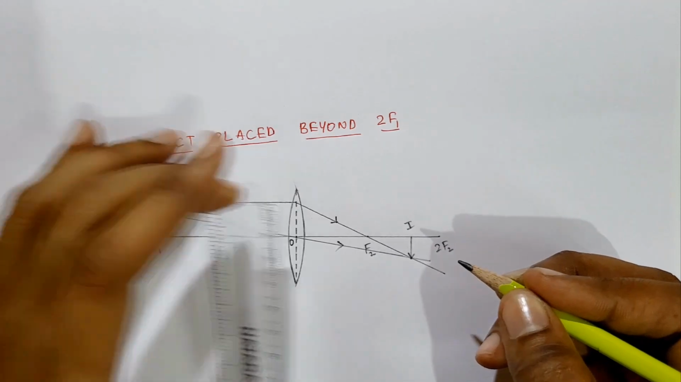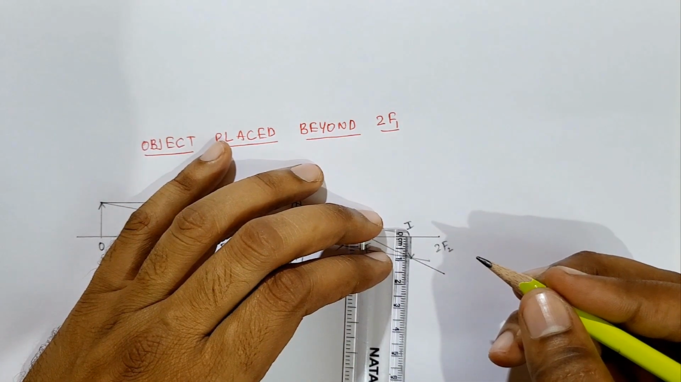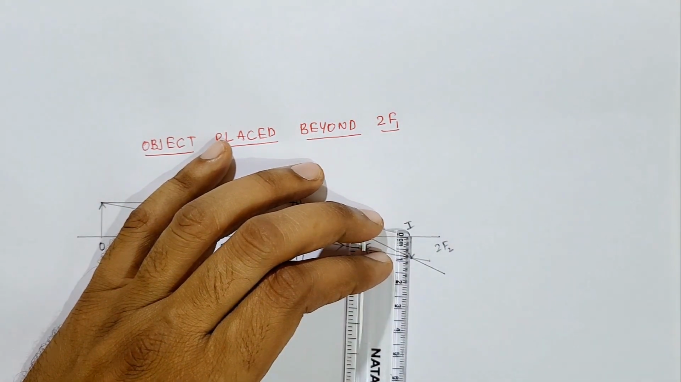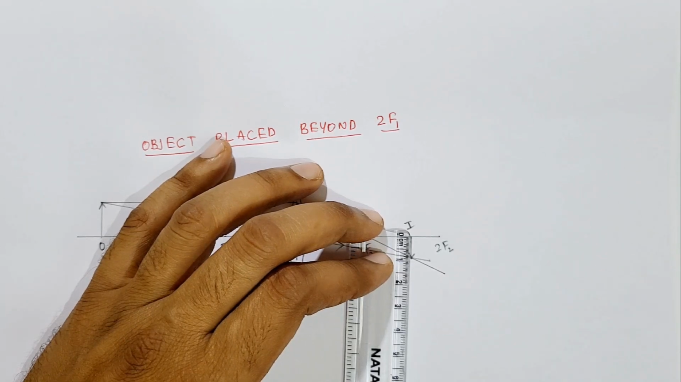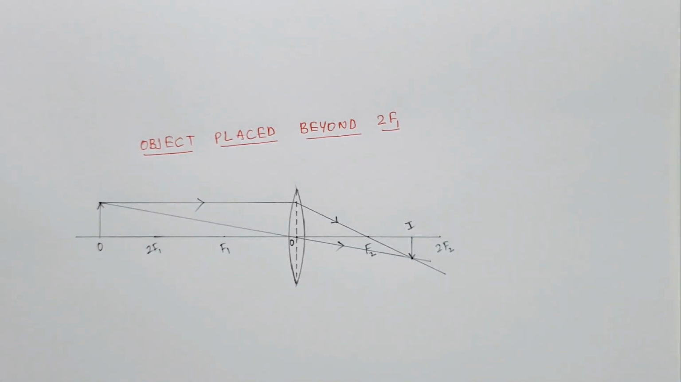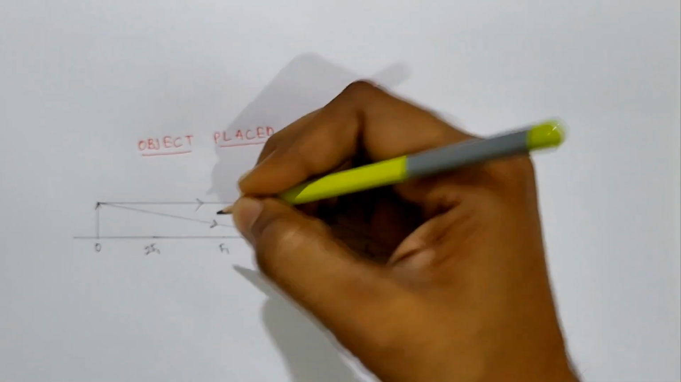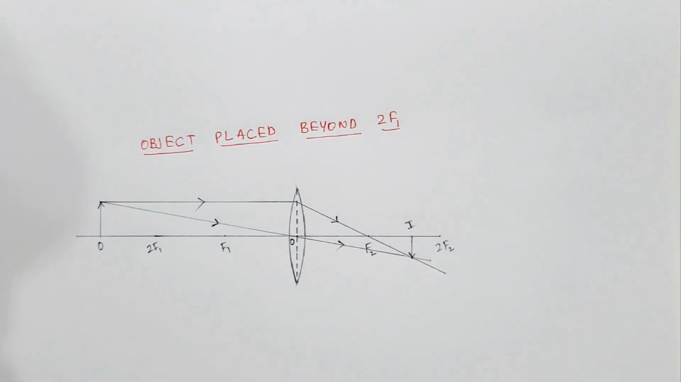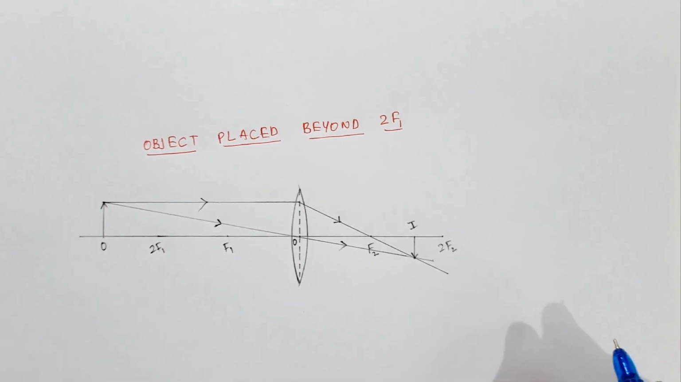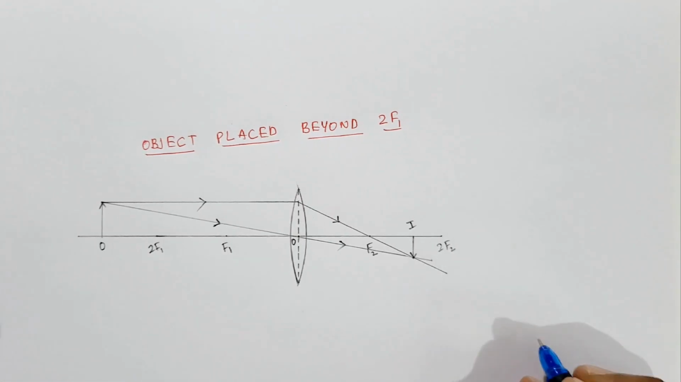Now measure the height of the image. How much did we get? You can verify. It is not even 1 centimeter. Correct? So what can we say about the characteristics of the image formed by the convex lens when the object is placed beyond 2f1? How is the image? Image is real.